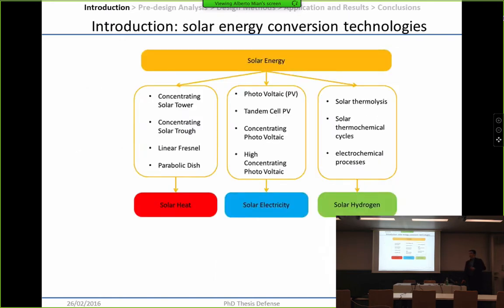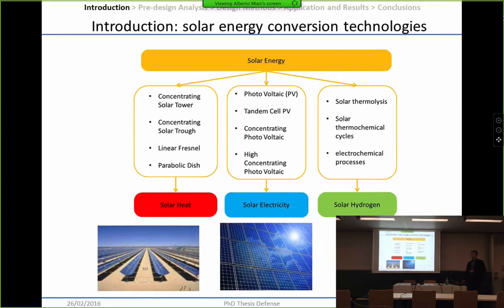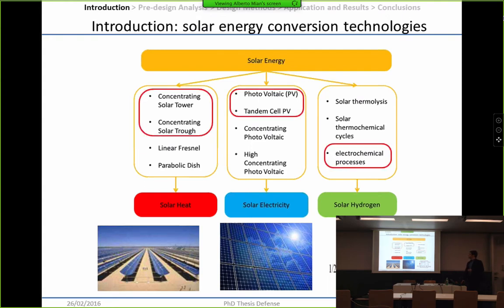Then solar energy can be converted into heat, electricity, or hydrogen, and there are a multitude of technologies to do this conversion. In the pre-design phase, we will see that I focus my attention on the most promising sun to fuel, sun to electricity, and sun to heat technologies, and I try to define a method to get oriented when we have to select among a set of possibilities.